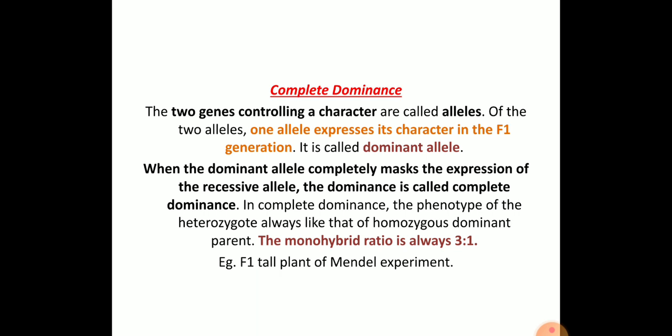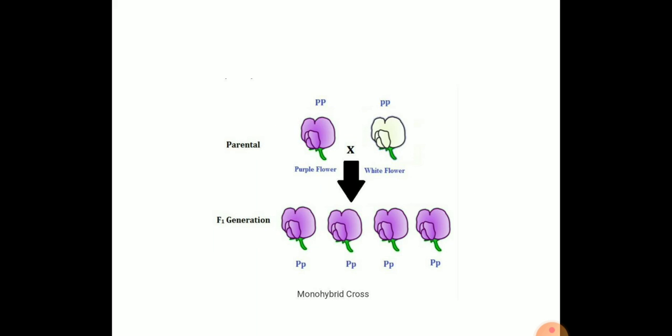The ratio we get here is 3:1, because 3 will be dominant and 1 will be recessive. It takes place in the monohybrid cross. We have already discussed the monohybrid cross by Mendel. The first example we took was a tall plant crossed with a recessive, but here I have taken the example of a purple flower crossed with a white flower.